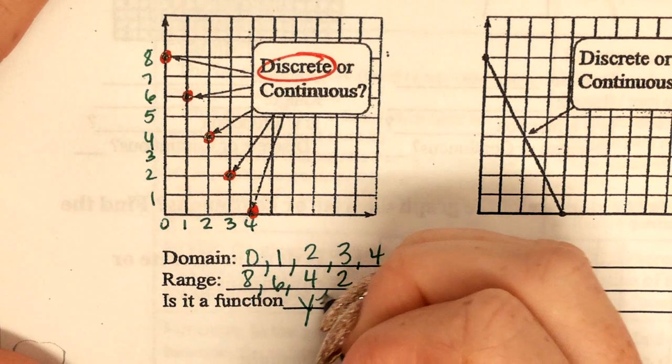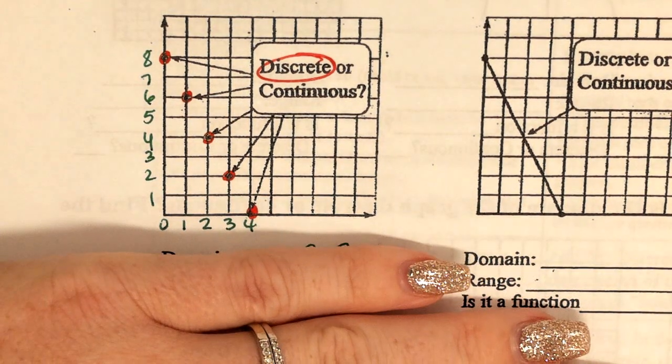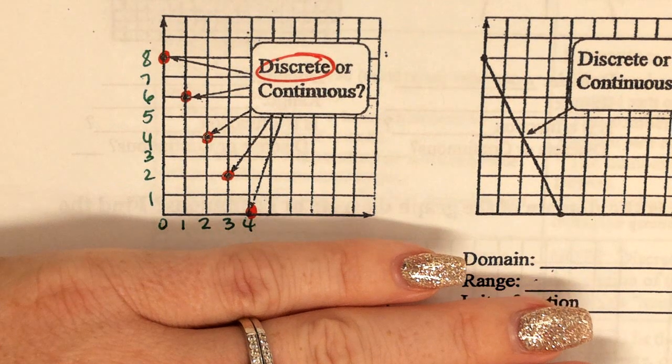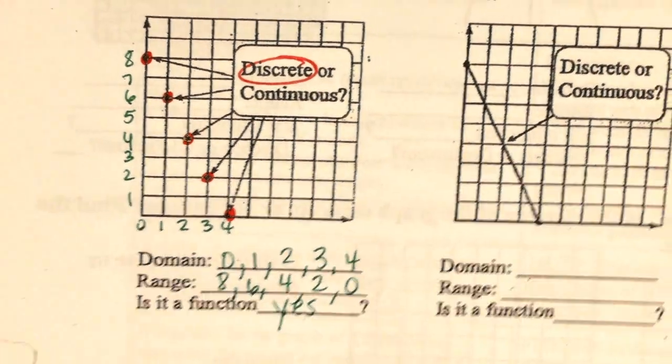Is this a function? Why? The x did not repeat. What if I didn't have those? How would I tell if it's a function? Perform a vertical line test. So it would only touch one dot, so I'm good.